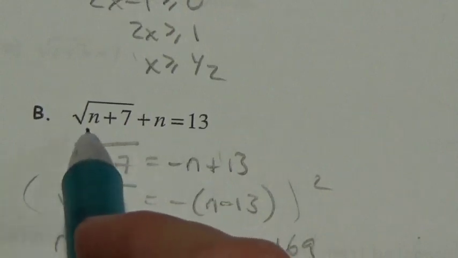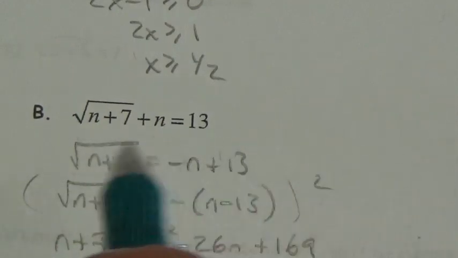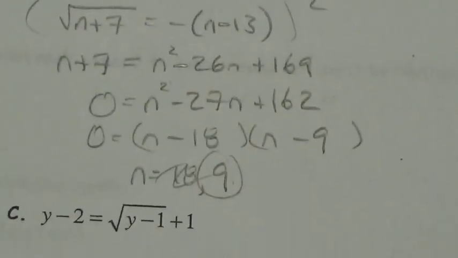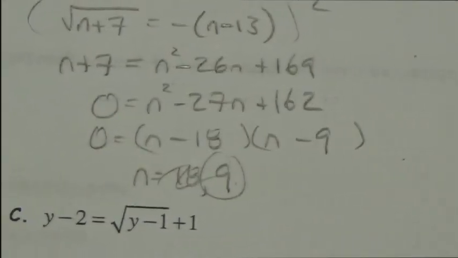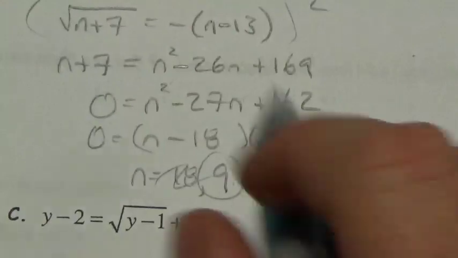If you plug the 9 in, what's 9 plus 7? Okay, 9 plus 7 is 16. Square root of 16 is 4. 4 plus 9 is equal to 13. Okay, so there we go. So 9 works. Our solution there has got to be equal to 9. So that's one way that could definitely work there. So you can check that out. Perfect. Now you might be wondering how we might get these restrictions.